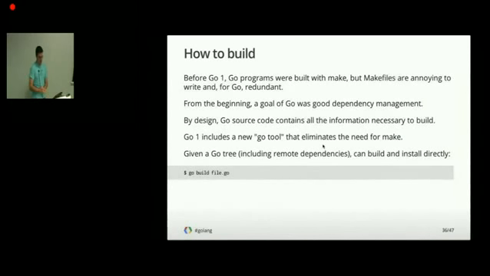And so I mentioned the Go tool. A bit of context. Before Go 1, you would build Go programs with make, so you would write a makefile. But makefiles are kind of annoying, and for Go, they're actually redundant because Go was designed such that all of the information required to build a Go program is actually in the Go source itself. And so Go 1 includes a new Go tool that removes the need for make entirely and just derives that information from the Go source files directly.